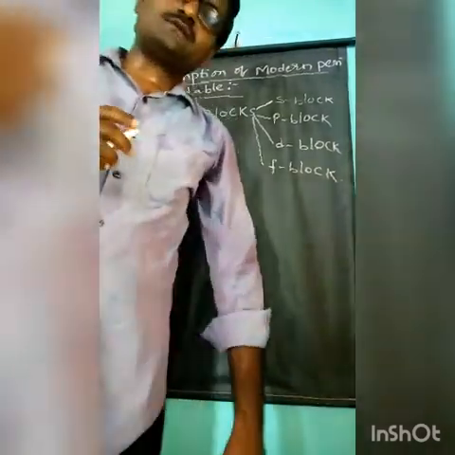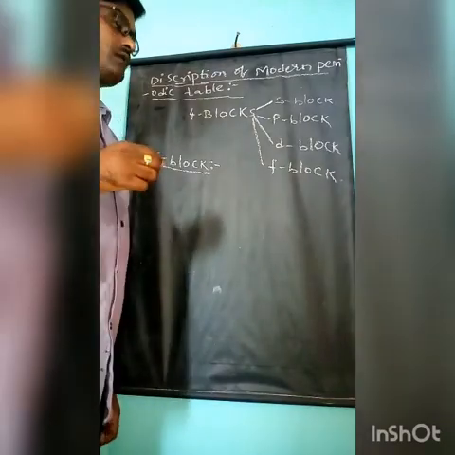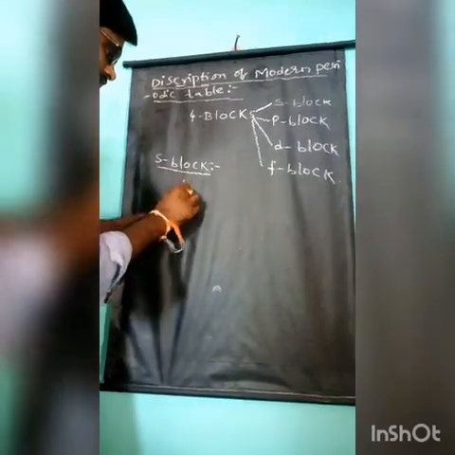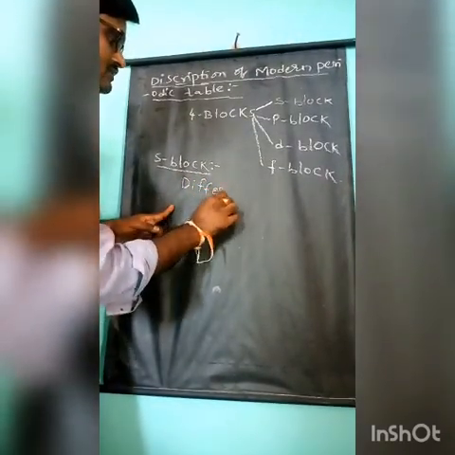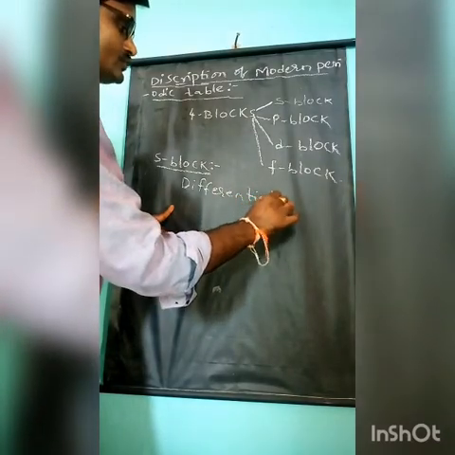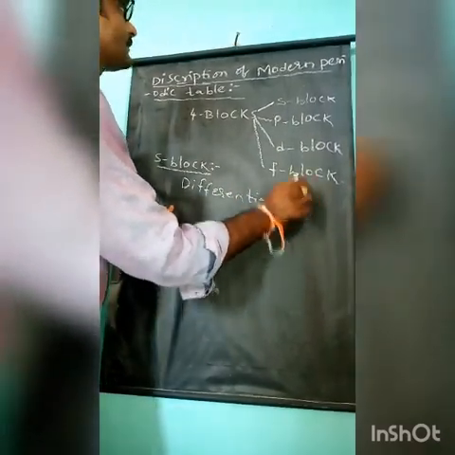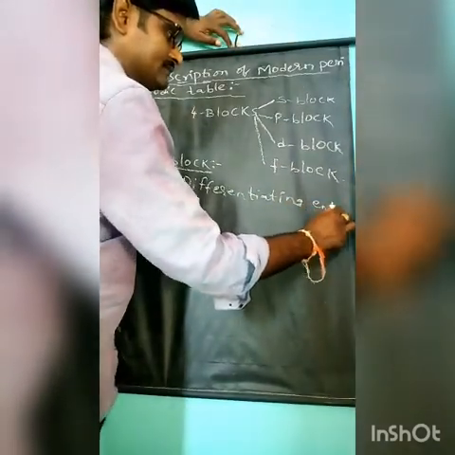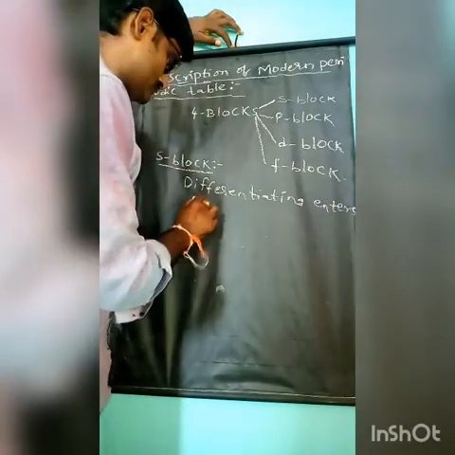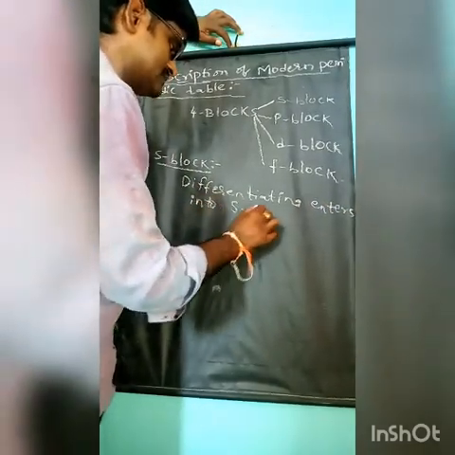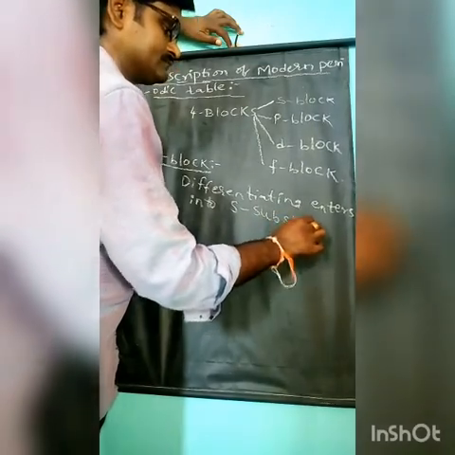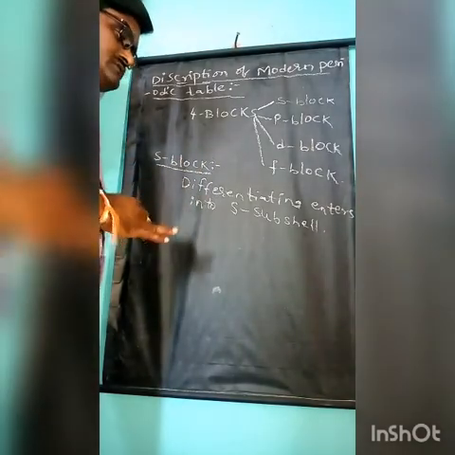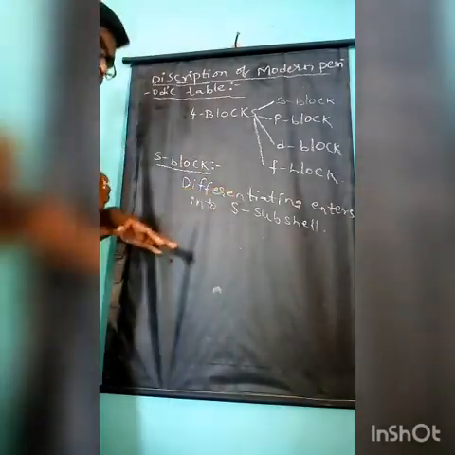So what type of elements are called S block elements? When a differentiating electron enters into the S subshell, that type of elements are called S block elements. What is the meaning of a differentiating electron?